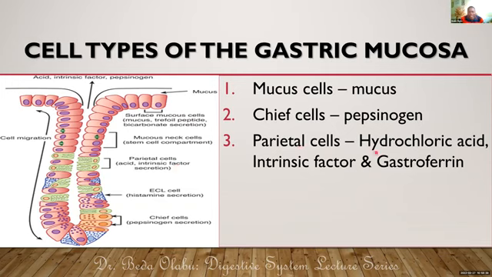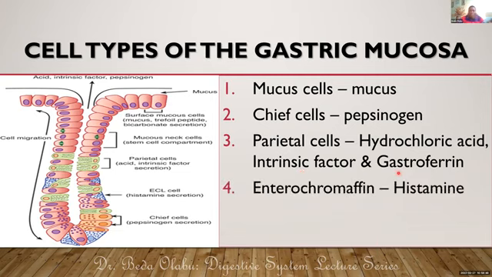The parietal cells secrete hydrochloric acid, which is also called gastric acid. They secrete intrinsic factor, and they secrete gastroferrin. We have enterochromaffin-like cells, which secrete histamine. So this is the enterochromaffin-like cell, which secretes histamine.